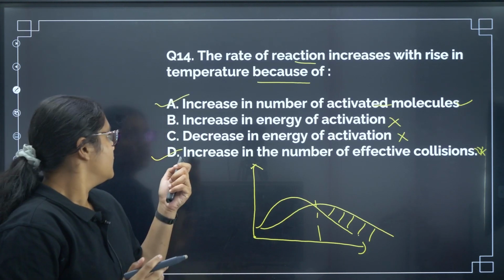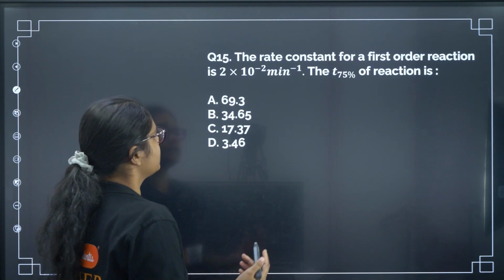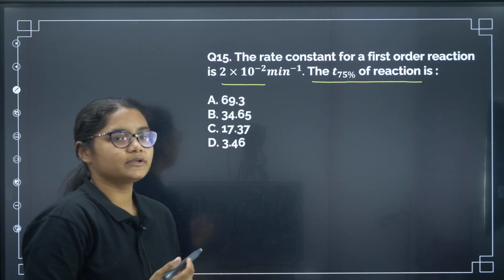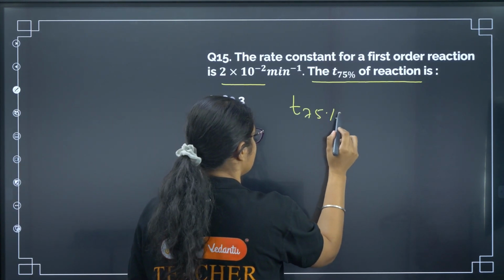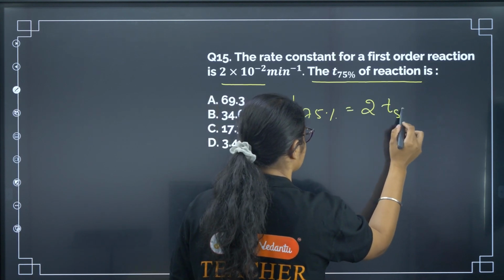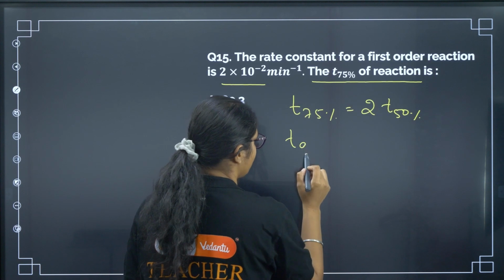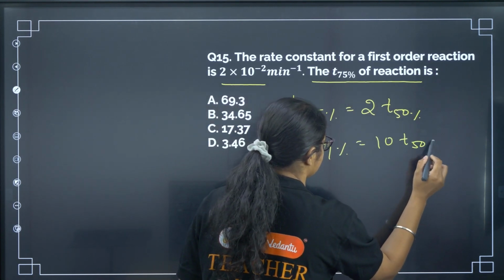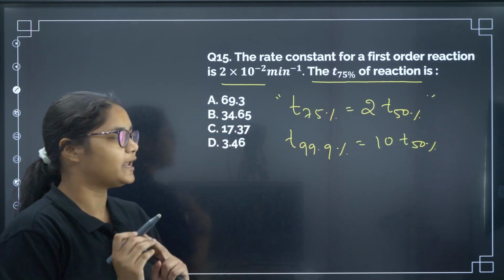Okay. Next question. The rate constant for a first order reaction is given to us, the T75% of this one. So here you have to know one relation, that is T75% is equal to 2 times T50%. Okay. There is one more relation like this, T99.9% is equal to 10 times T50%. These two formulas can be helpful for easy calculation.